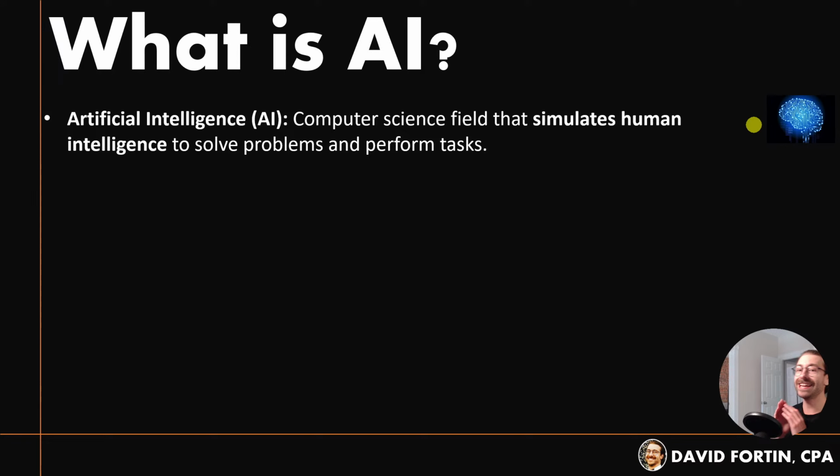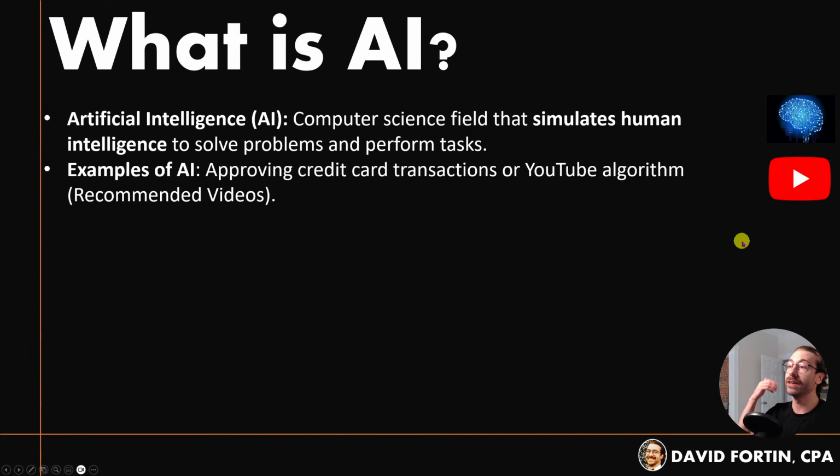So what is AI? Artificial intelligence is the computer science field that simulates human intelligence to solve problems and perform tasks. So basically, AI isn't new. It is a brain, as you can see here, like a robot brain emulating a human brain, and artificial intelligence has been here for years now, and you use it every day without even knowing it.